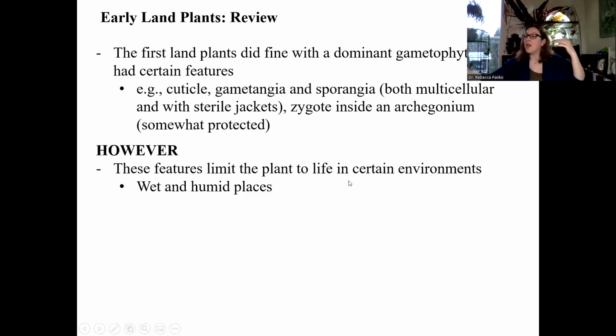But they need water for sperm to swim. So that alone is a limitation, right? If your gametophyte generation is dominant, you're limited in certain ways. You have to live in wet, humid places. Also, you don't have any vascular tissue, which is going to limit how many resources you could bring in and how much complexity and structure you can grow.